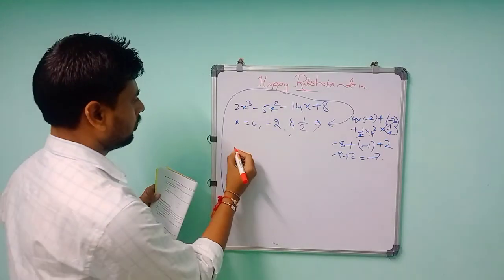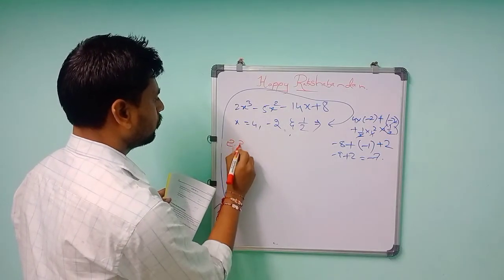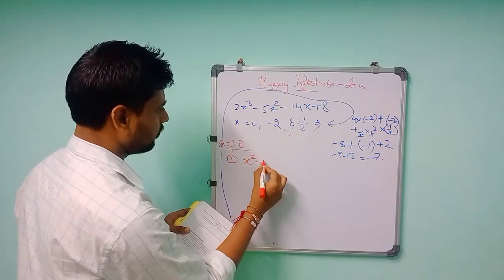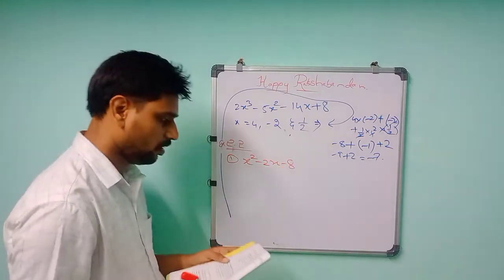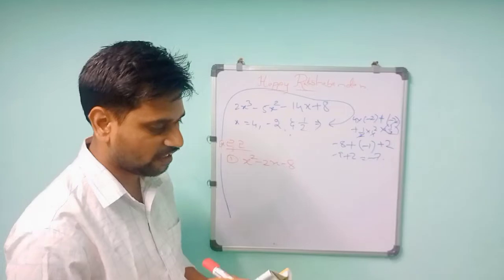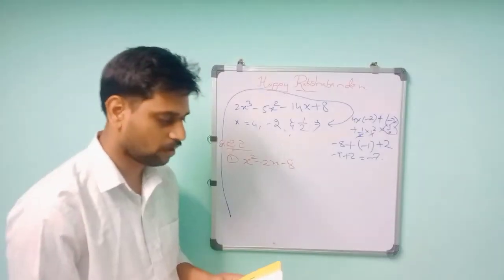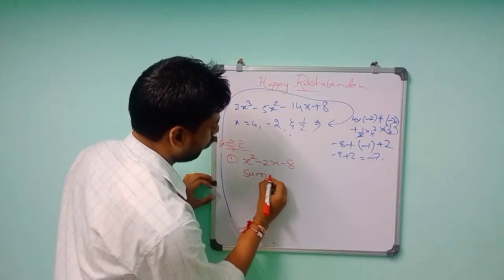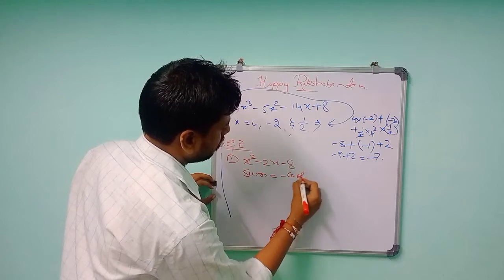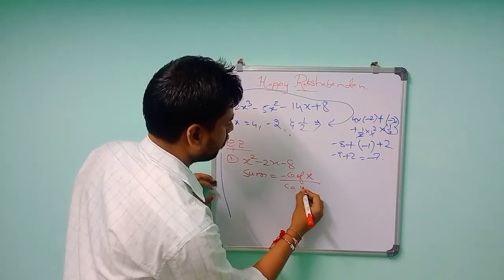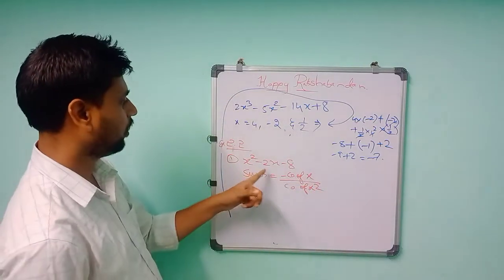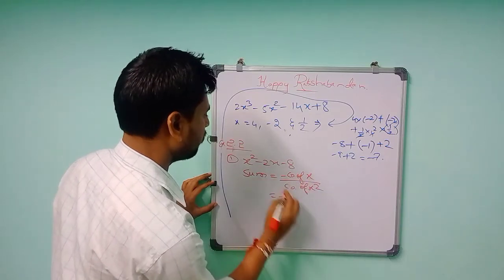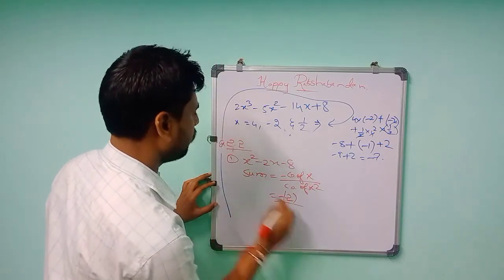First, exercise 2.2. The first problem is x square minus 2x minus 8. They ask us to find the zeros of the following quadratic polynomials and verify the relation between the zeros and the coefficients, comparing with the sum and product. For the sum, it is minus the coefficient of x divided by the coefficient of x square. Here the coefficient of x is minus 2, so minus of minus 2, divided by 1. The answer will be 2.